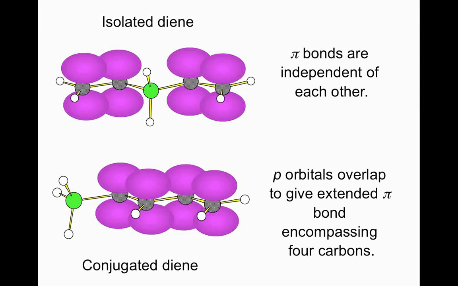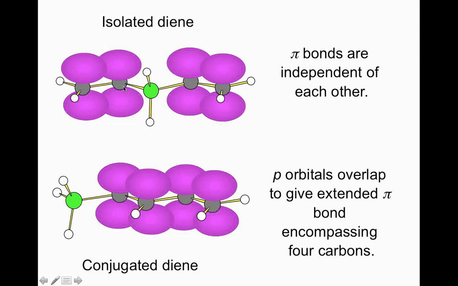Because of the relative orientation of each of the pi bonds in an isolated diene and a conjugated diene, we can see that in an isolated diene, the two pi bonds are completely independent of one another as they are separated by an sp3 hybridized carbon. In contrast, a conjugated diene has all of the p orbitals in their pi bonds overlapping with one another. In some sense, this gives us a gigantic pi bond that acts together as a single functional group.